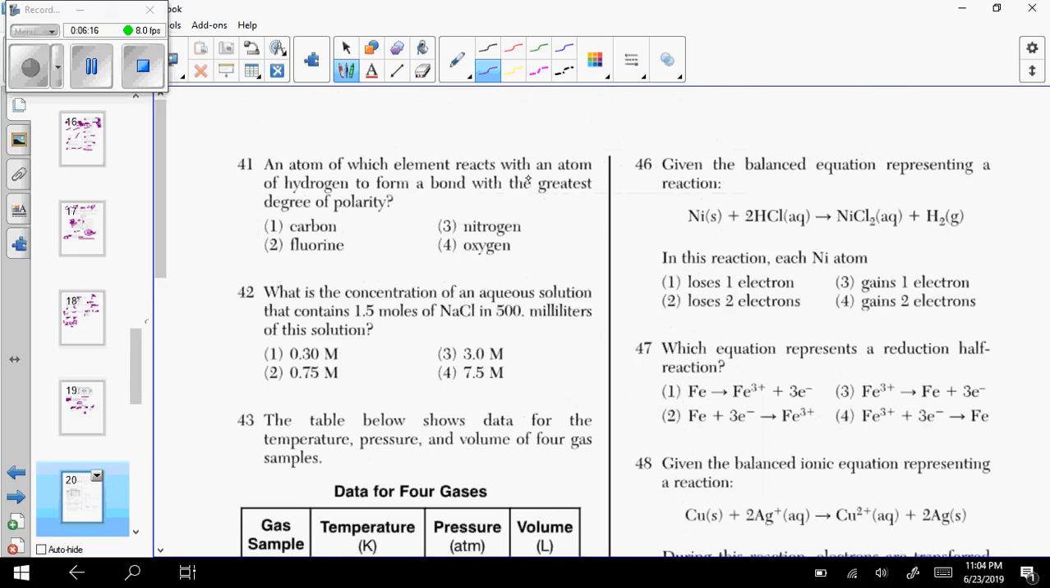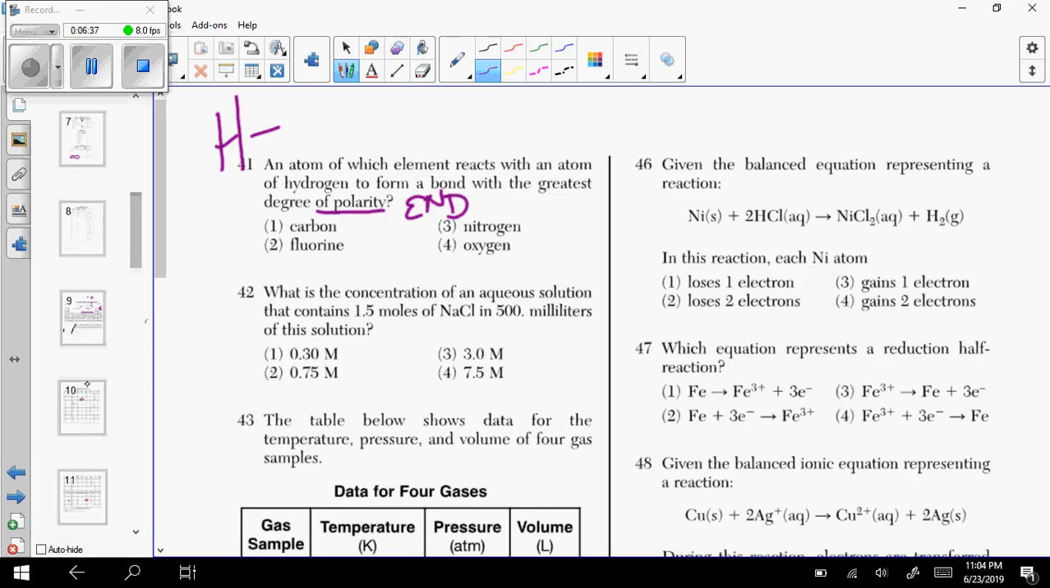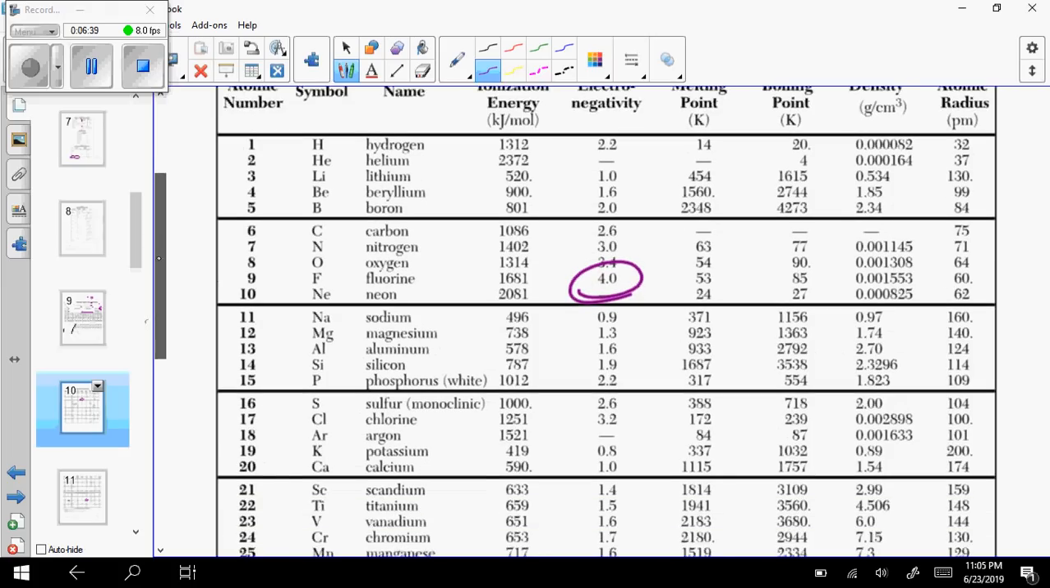An atom of which element reacts with an atom of hydrogen to form a bond with the greatest degree of polarity? So hydrogen and what other thing? Now, if I want the greatest degree of polarity, I have to look up the electronegativity difference, and I want it to be the greatest. So carbon, fluorine, nitrogen, and oxygen. All right. Here we go.